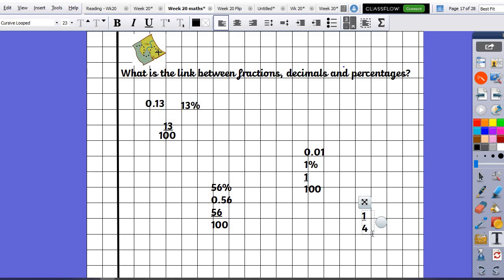And then a quarter. Now again, this is a bit of a tricky one. This is an equivalent fraction, and we can make it over 100. We know that there's 25 fours in 100, so whatever we do to the denominator, we must do to the numerator. But actually, at this point I should just know that 1/4 is 0.25, and it is 25%. These are the ones that you should just know without even having to think about.